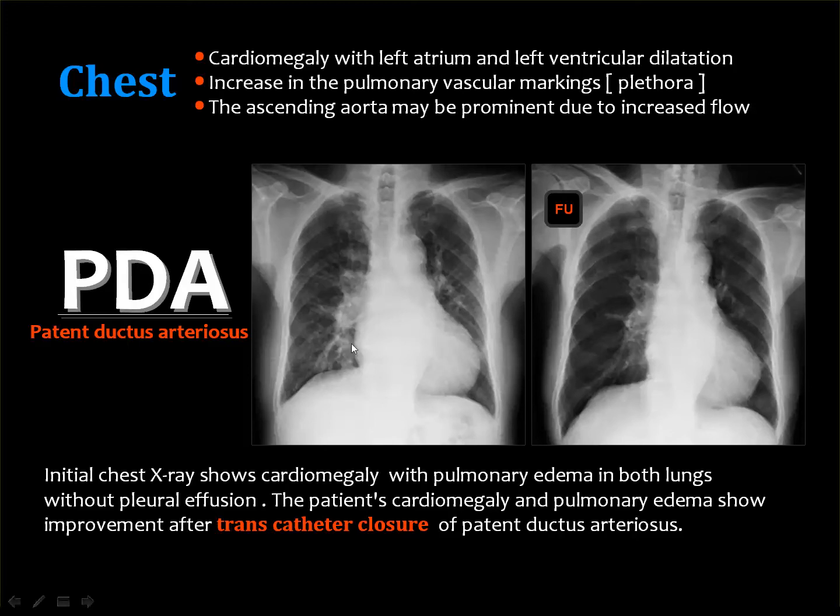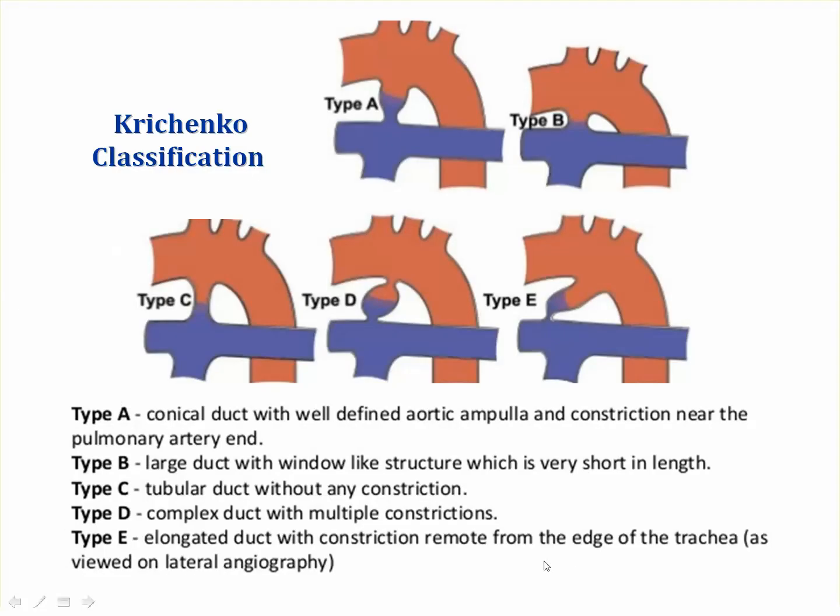And similar to any left to right shunt, there should be an increase in the pulmonary vascularity, which is known as plethora. Then in the chest X-ray, you get cardiomegaly with left-sided enlargement, and you get increased pulmonary vasculature, which is known as plethora, and you may sometimes see that the ascending aorta is prominent due to the increased blood flow. And this is the follow-up of the same case after closure of the ductus by transcatheter approach.